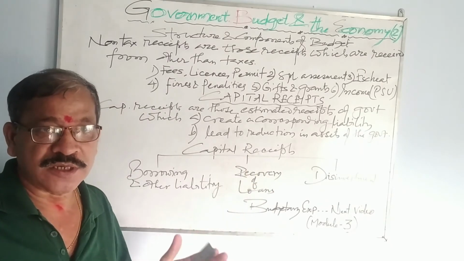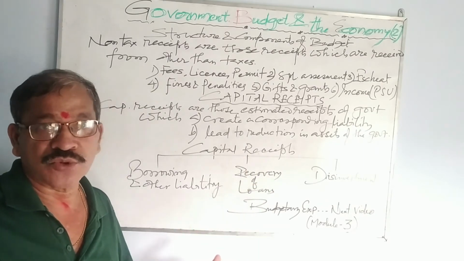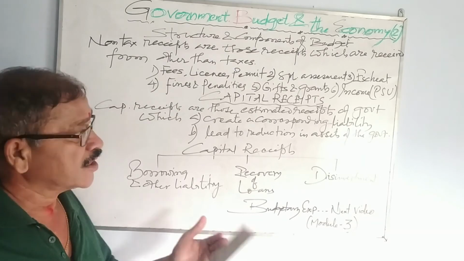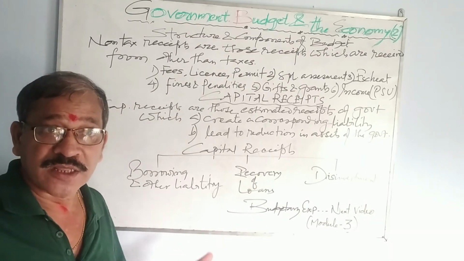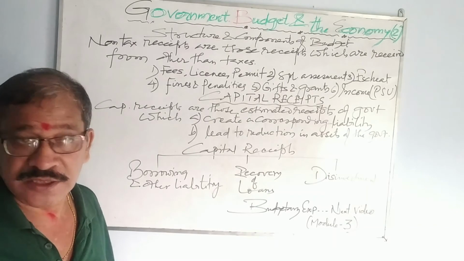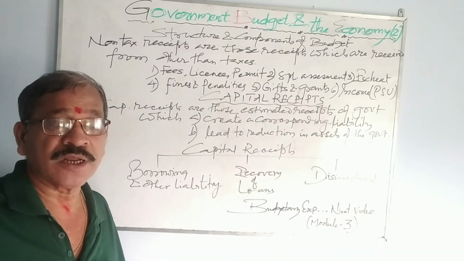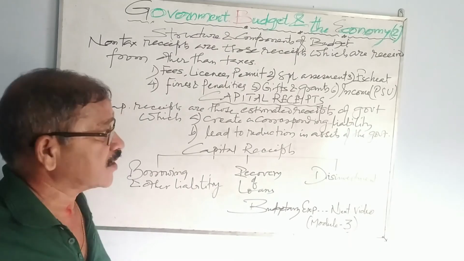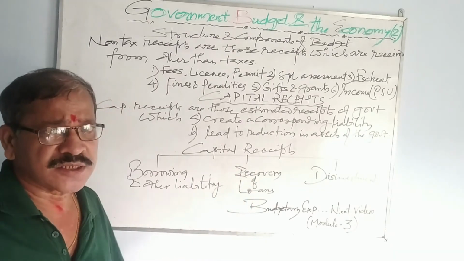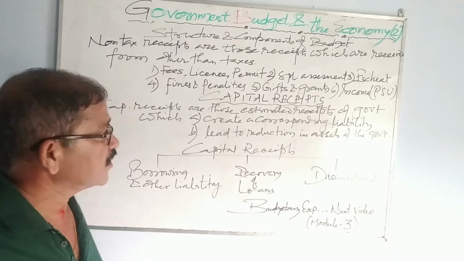So budgetary receipts have two types: revenue receipt and capital receipt. We discussed revenue receipt, with tax receipts and non-tax receipts. Now comes capital receipts. This also comes under the budgetary receipts. Capital receipts are just the opposite of revenue receipts. What is this?